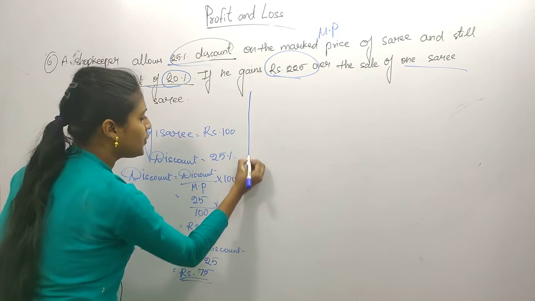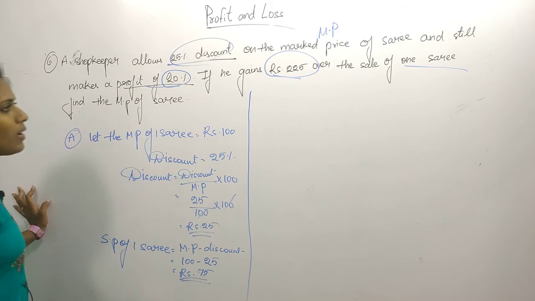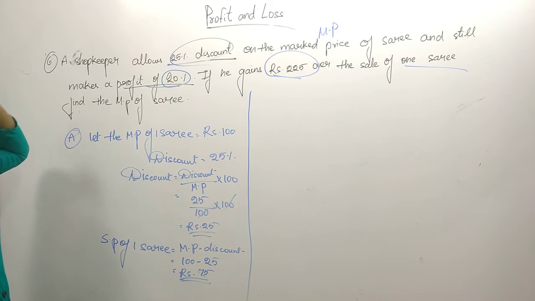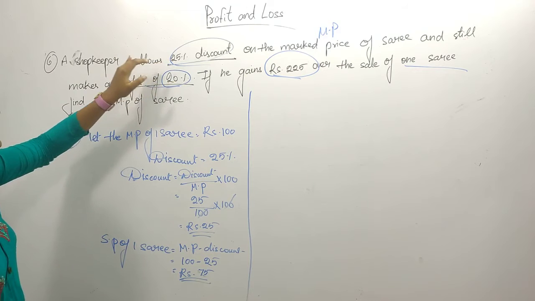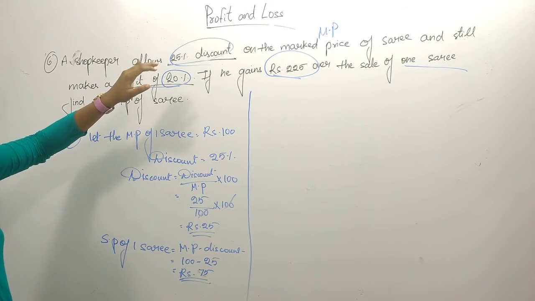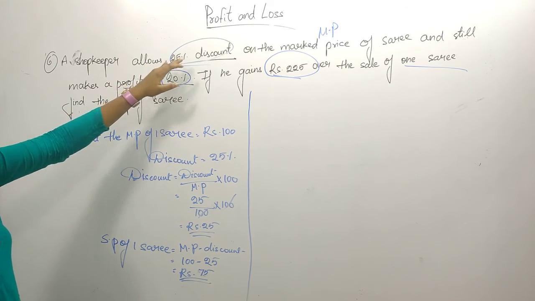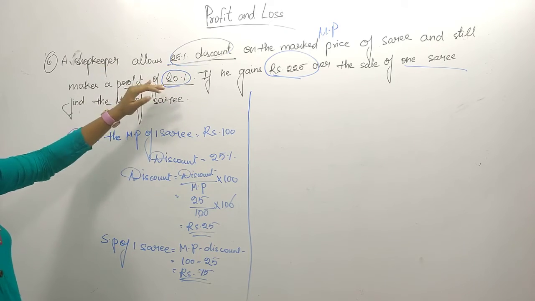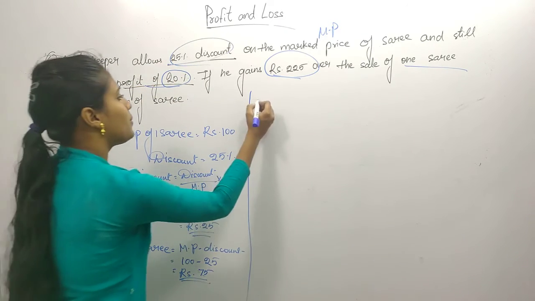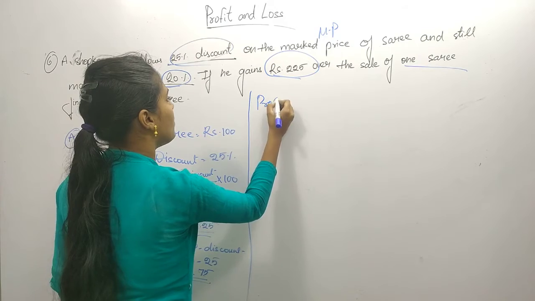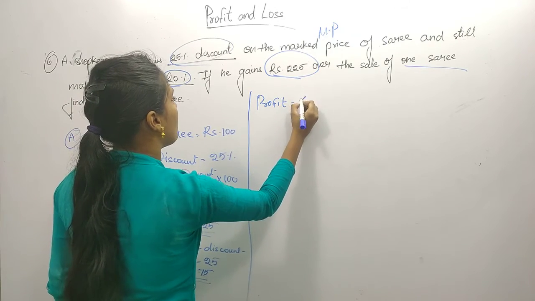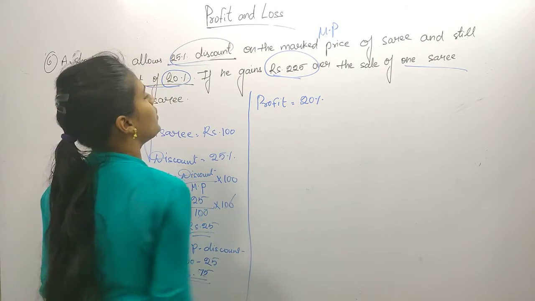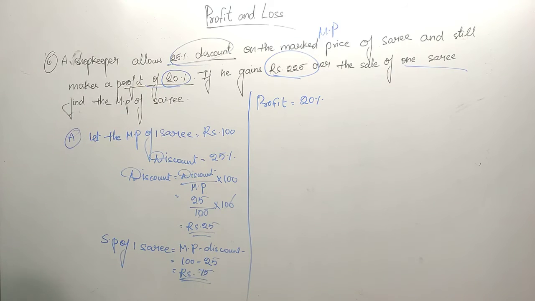Now what do we have to do? First you observe what is given in the question. After selling the saree at a discount of 25%, he got a profit of how much? Profit is 20%. 20% profit he got. Then what do you have to do? Cost price of saree, selling price we found out. Cost price of one saree you have to find out.